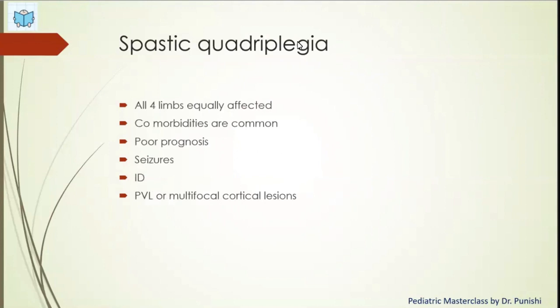Now, spastic quadriplegia is the most debilitating variety of CP, where all four limbs are involved. They often have associated comorbidities because they have patchy involvement in the cerebral cortex, and that is why they have associated seizures, developmental delay, feeding difficulties, etc. Because a lot of areas of the brain get involved. Poor prognosis, seizures, intellectual disability, and it could be because of PVL or multifocal cortical lesions.